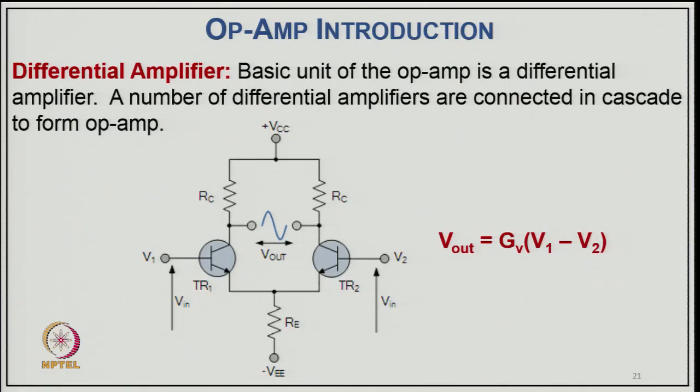So, coming to the differential amplifier, the basic unit of the operational amplifier is the differential amplifier. A number of differential amplifiers are connected in cascade to form an operational amplifier, as you can see here with a couple of transistors. You have two differential inputs, V1 and V2, and you have an amplifier and output. The output is certainly the voltage gain GV times V1 minus V2.